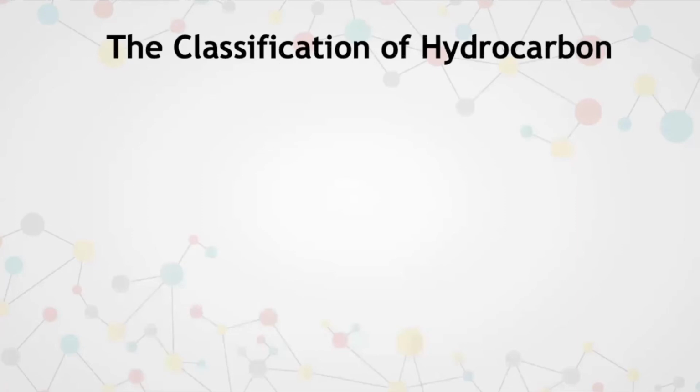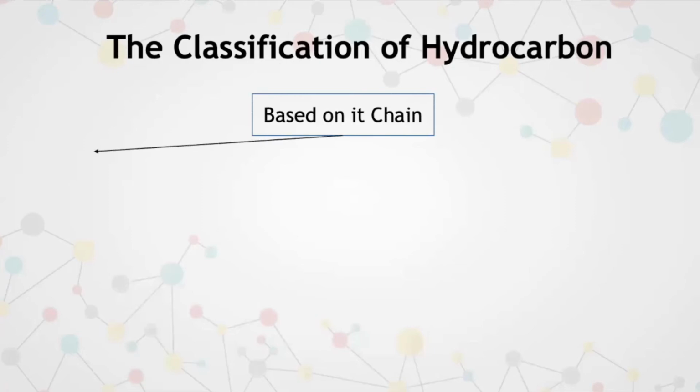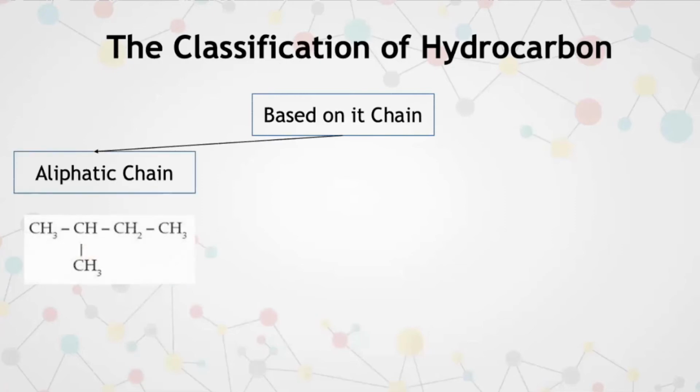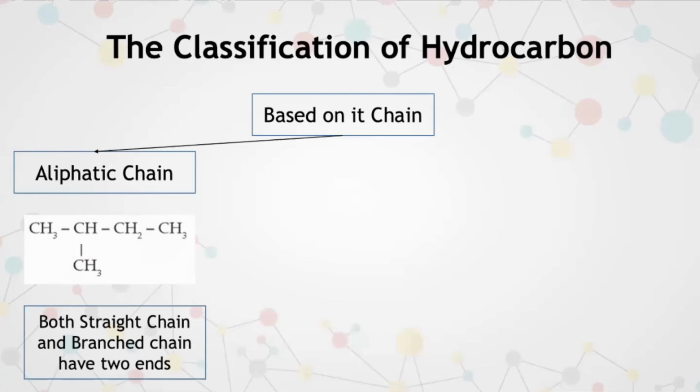The classification of hydrocarbon based on its chain. Aliphatic chains. This is the example of aliphatic chains. What are aliphatic chains? Both straight chains and branched chains have 2 ends. This is a straight chain or a branched chain that has 2 ends.